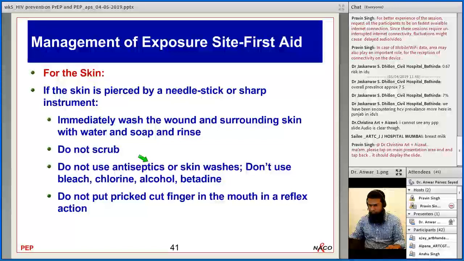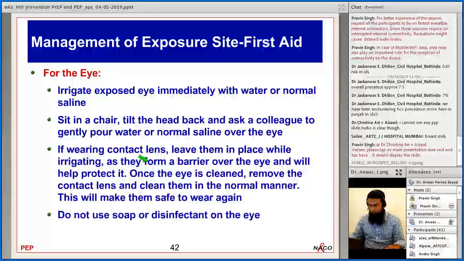For skin, eye and mouth, there are a few slides. For skin, whenever the exposure has happened to the skin, the first step is actually to stay calm, and it's difficult. I understand that in that particular scenario, but we need to train ourselves that way, because if we are not stable, we will not be able to take the right steps. So immediately we need to wash the area with soap and water. We should not scrub it or apply any kind of antiseptic, to make sure we don't cause any trauma to the skin, like abrasions and things like that.